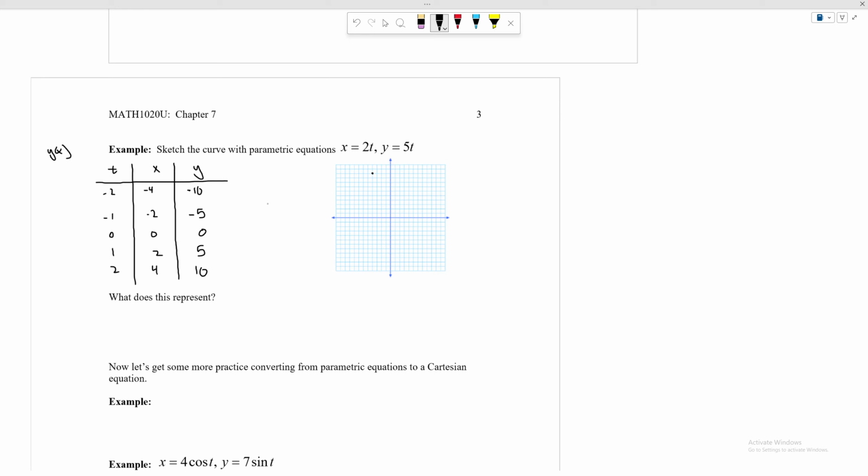And so now you basically plot these points. We can look at negative 4, so you can say 1, 2, 3, 4, and negative 10, so 1, 2, 3, 4, 5, 6, 7, 8, 9, 10. And if I go halfway, 1, 2, 3, 4, 5, that's my negative 5. I go back twice, that's my other point. And then I have 0 and 0, and I have 2 and 5.